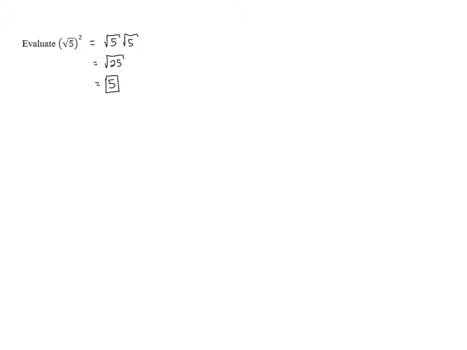So in general, we have a rule. If we have the square root of some constant c, and that constant's not negative, we want this to be defined, and we square that, we end up with the constant that we originally started off with. So this is true if our constant is greater than or equal to 0. This is a nice rule.